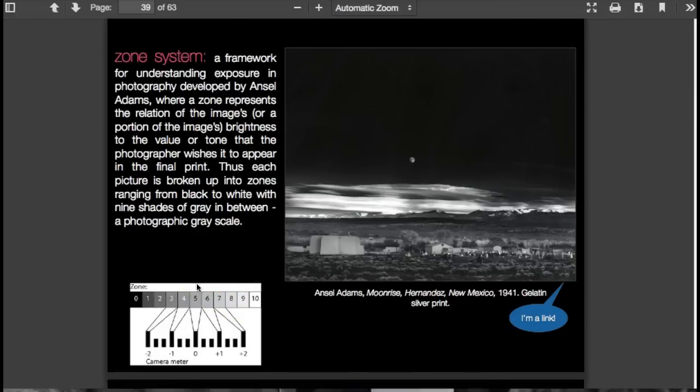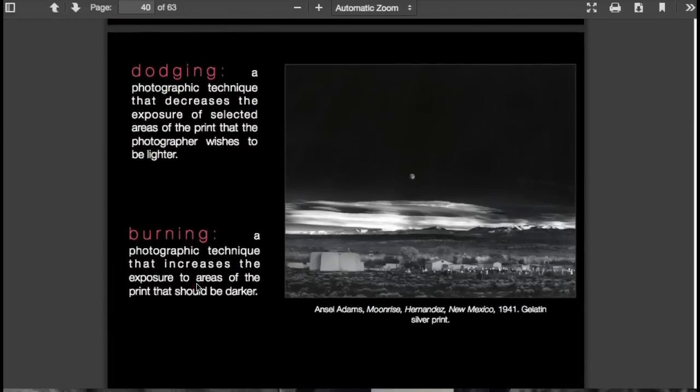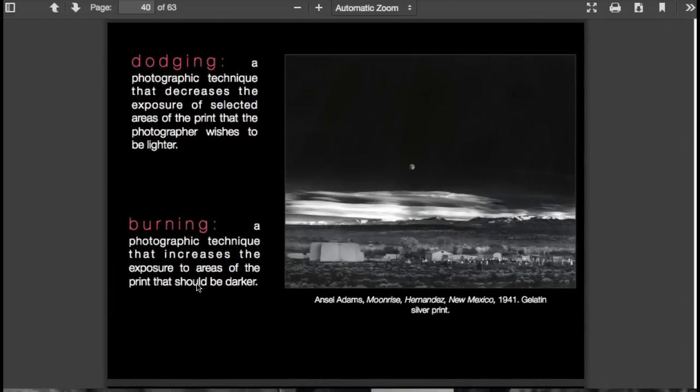This also helps when you are developing a print. And so we have this idea of dodging and burning. And we have this beautiful image called Moonrise, Hernandez, New Mexico. We can see the moon here and this beautiful black silky sky with some bright white clouds on the horizon. And then we have all the detail here of the landscape. We've got the mountains in the background here. And this is actually manipulated slightly.